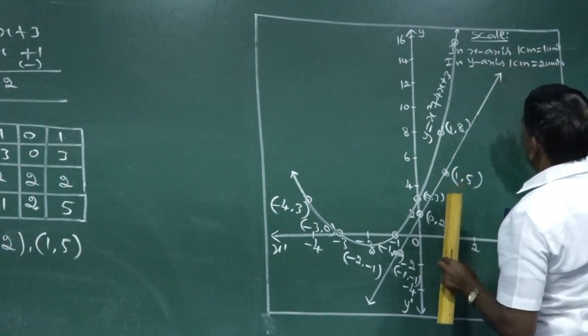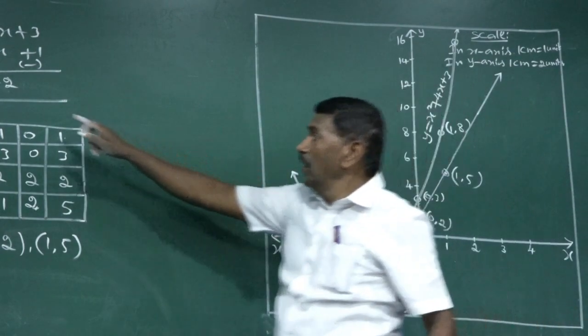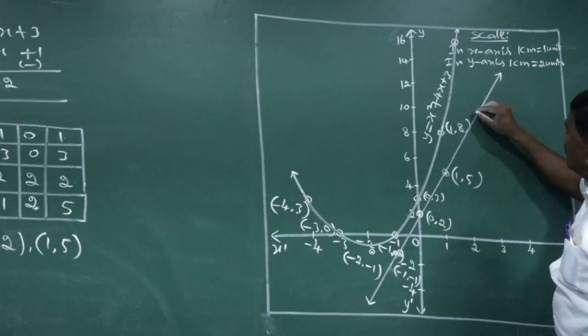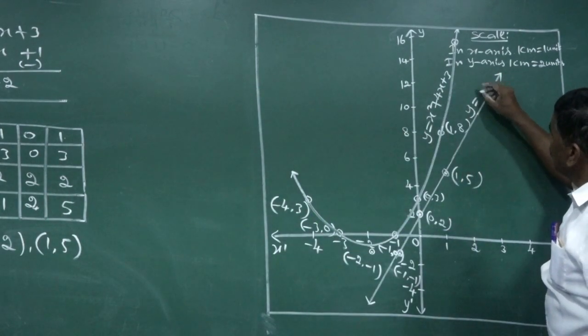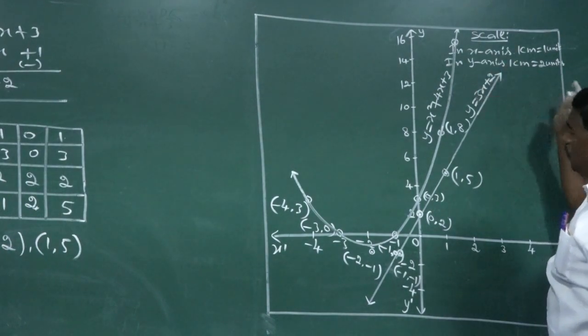Now, what is the line? Can you tell me what is the equation of the straight line? Yes, y is equal to 3x plus 2. So, the equation of the straight line is y is equal to 3x plus 2.